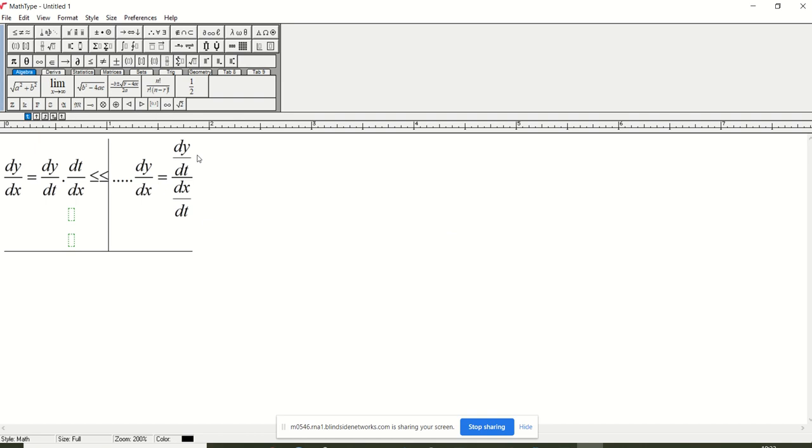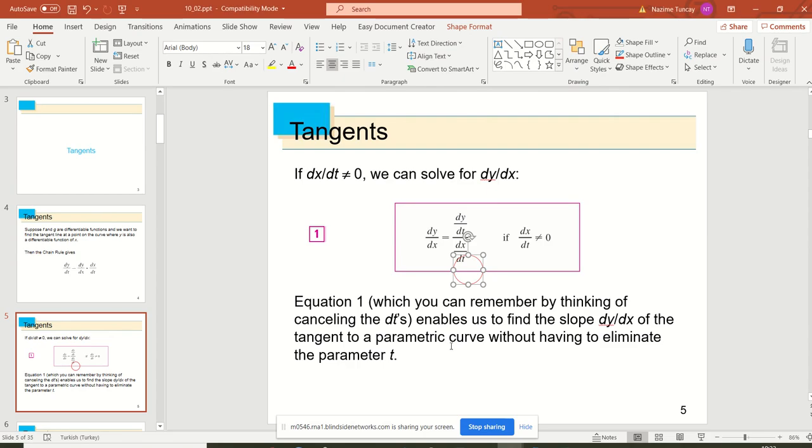So when we turn it, look here, this is dy over dt, this is dy over dt, and this is dt over dx. Okay, so let us continue. This is what we do, but for it to be defined, what is needed? We need that this denominator shouldn't be 0. If it is 0, it becomes undefined.